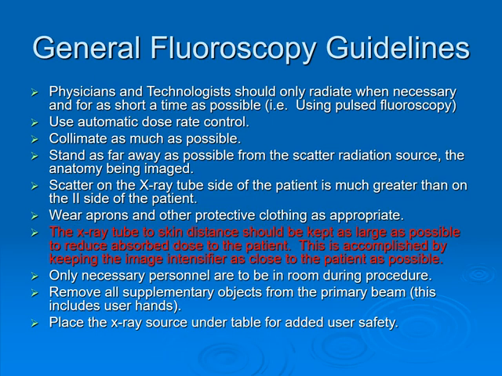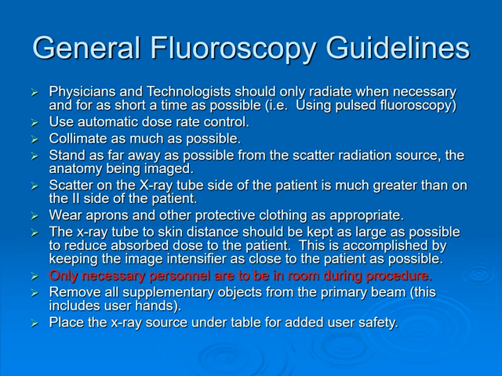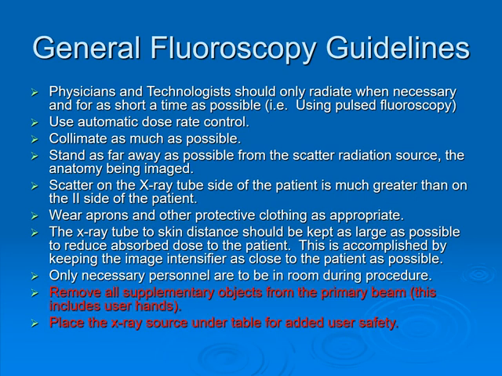The x-ray tube to skin distance should be kept as large as possible to reduce absorbed dose to the patient as well as scatter radiation to the surrounding staff. This is accomplished by keeping the image intensifier as close to the patient as possible. Only necessary personnel are to be in the room during the procedure. Remove all supplementary objects from the primary beam. This includes the user's hands. And finally, place the x-ray source under the table for added user safety.